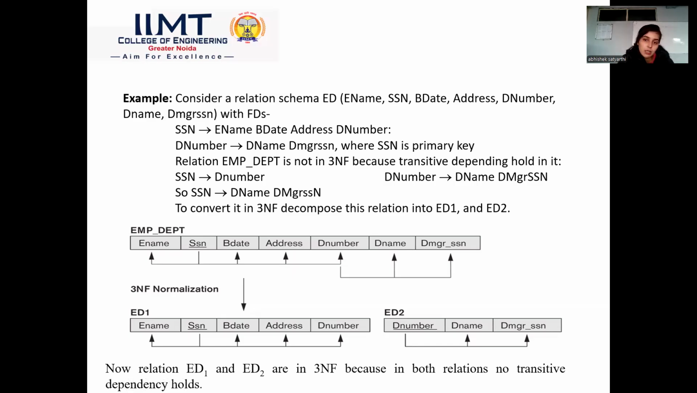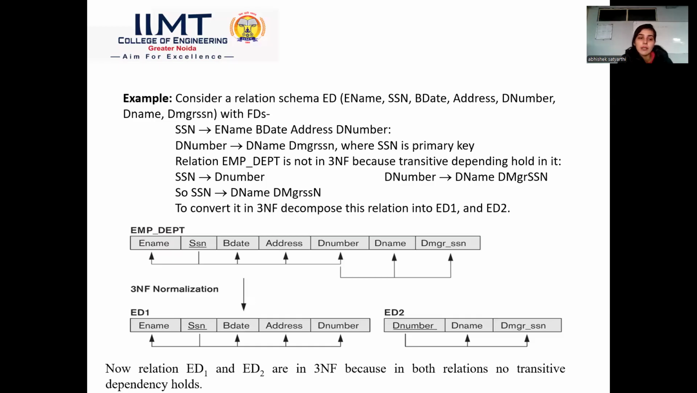To convert this into third normal form, we just break the relation into two, in which from SSN, birth date, address, D number, E name is derived, and the second table is from D number, D name and D manager SSN is derived.